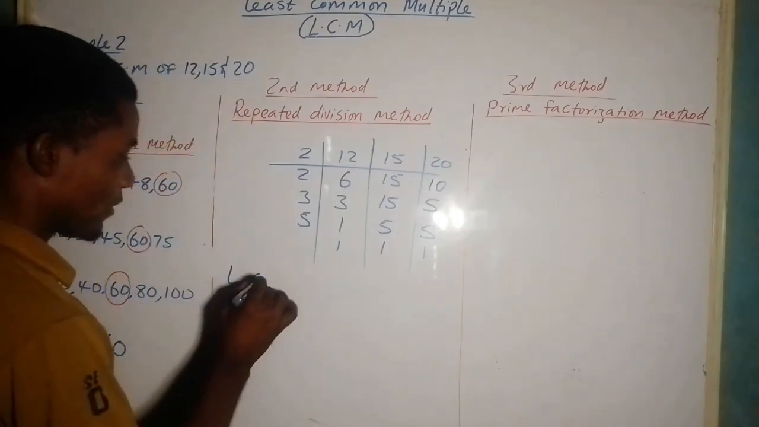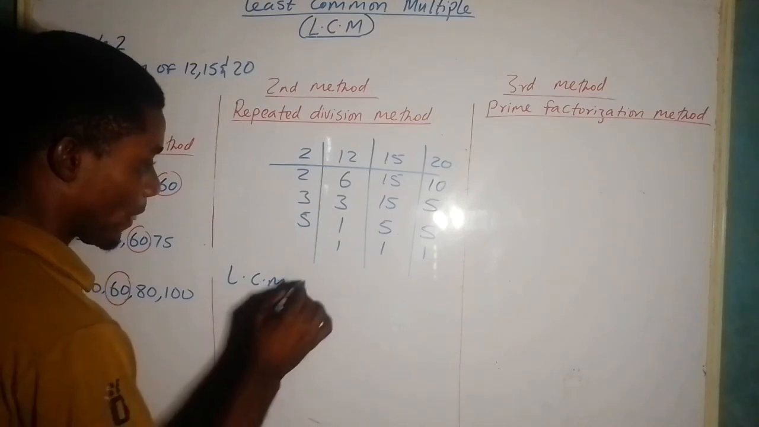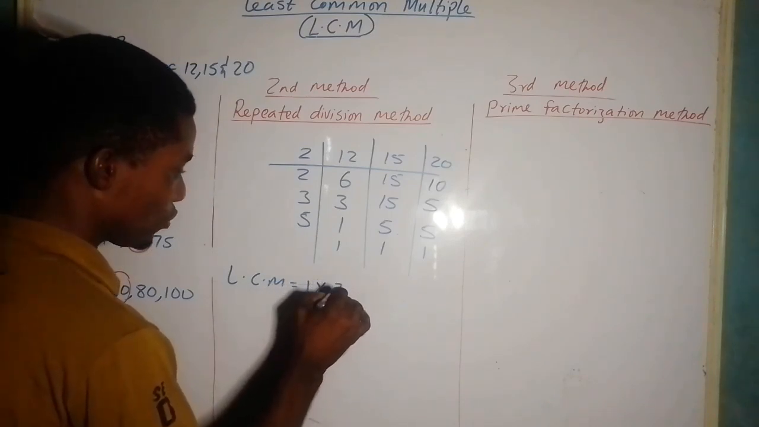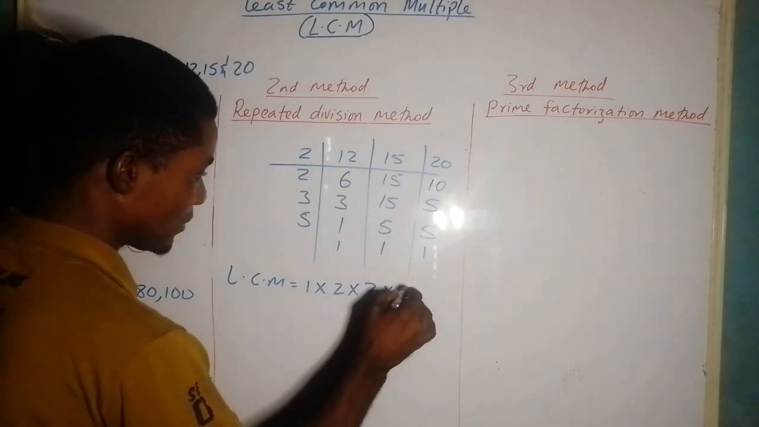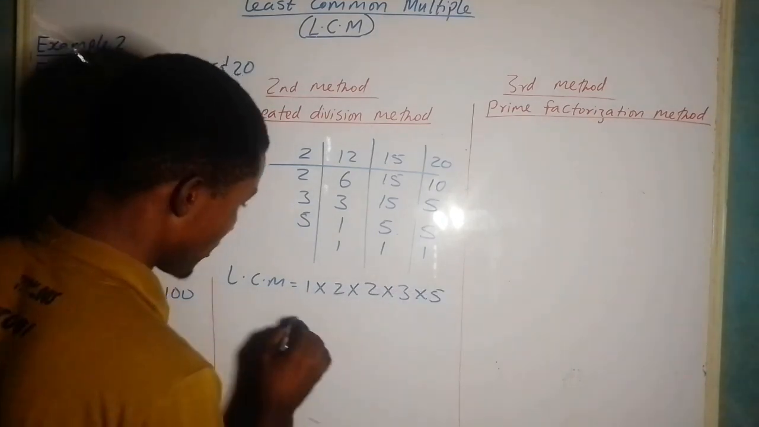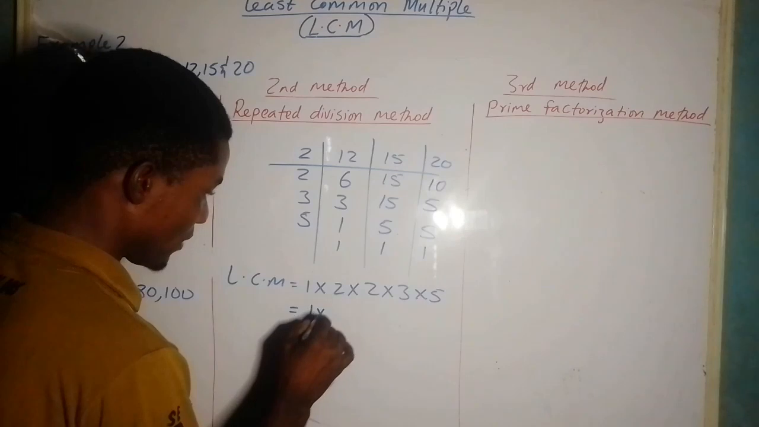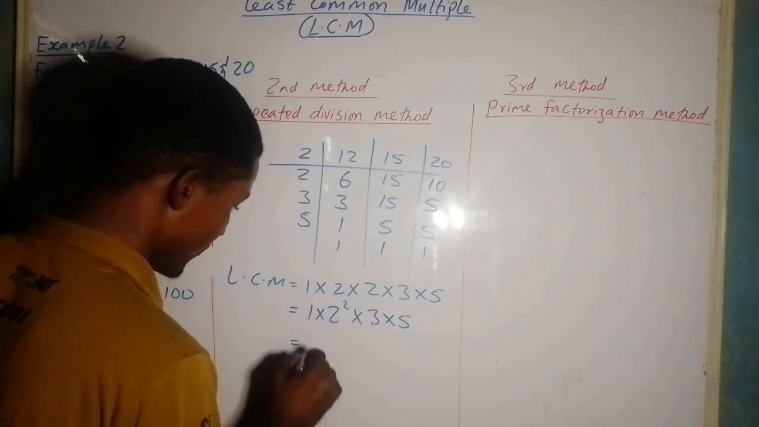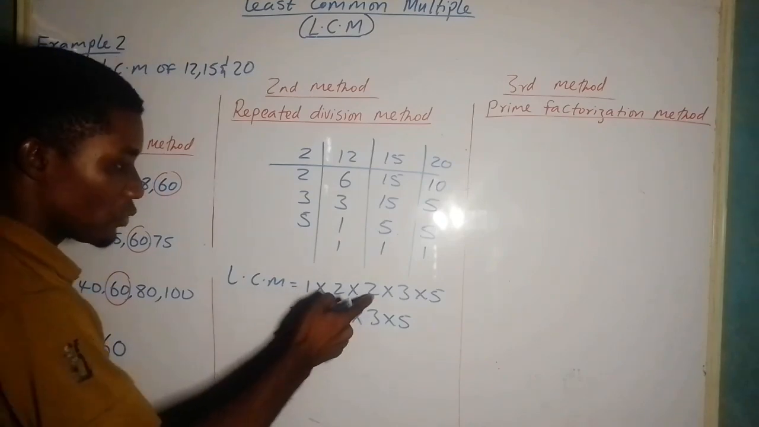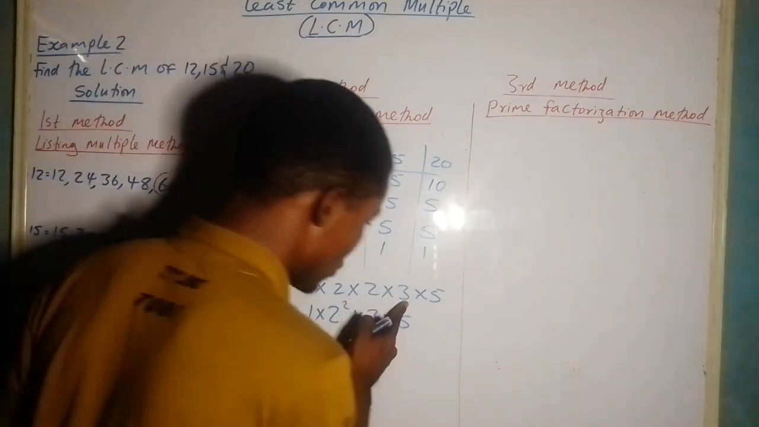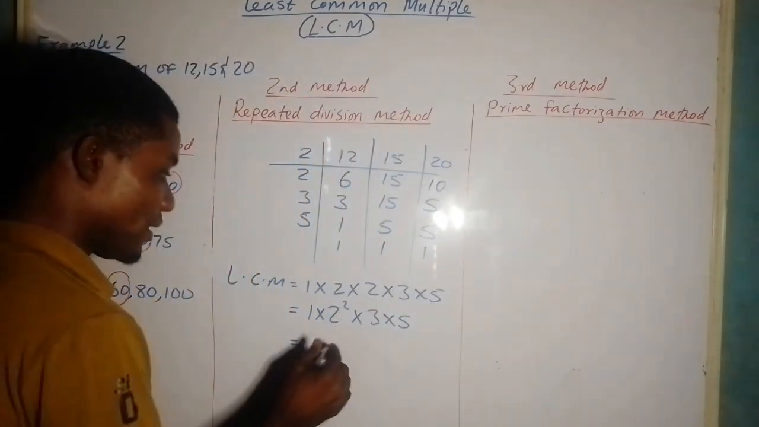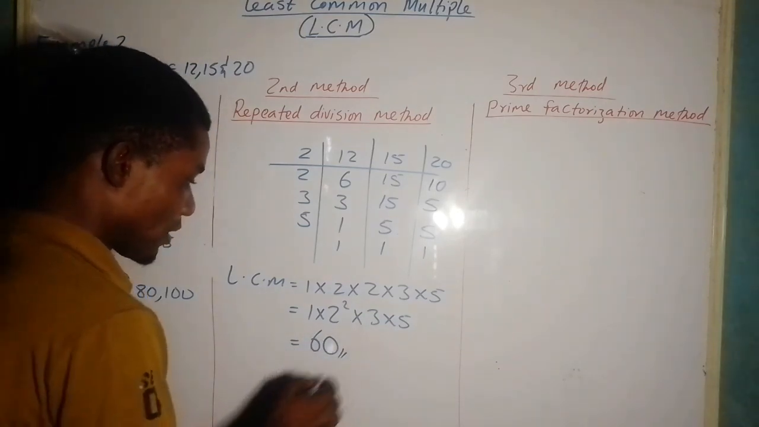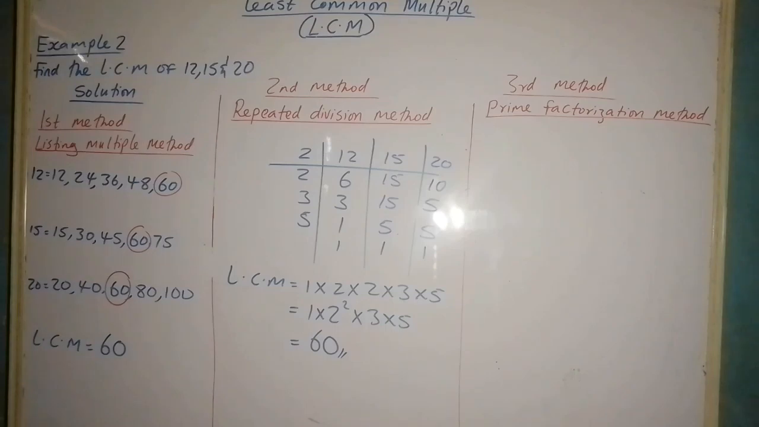So let's find our lowest common multiple. We have 1 times 2 times 2 times 3 times 5. So in other words, you can say 1 times 2 raised to power 2 times 3 times 5. So let's find the multiplication. 2 times 2 is 4. 4 times 3 is 12. 12 times 5 is 60. That is our lowest common multiple.